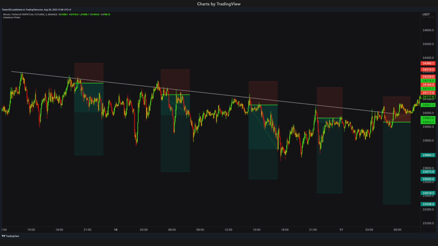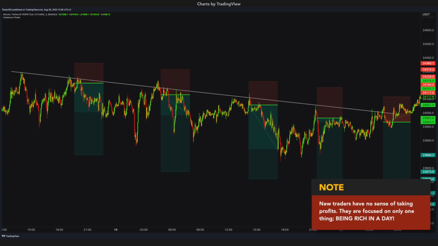As you can see, early traders are in profit, and the late traders are in partial profit. The biggest problem of new traders, they do not take profits. Again, the mainstream media keeps teaching them how to become rich in one day. So beginners have no sense of taking profits.